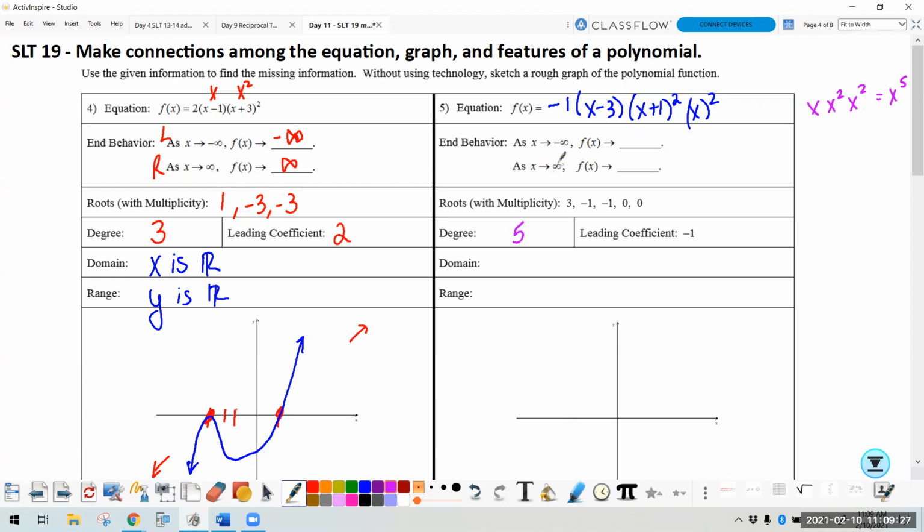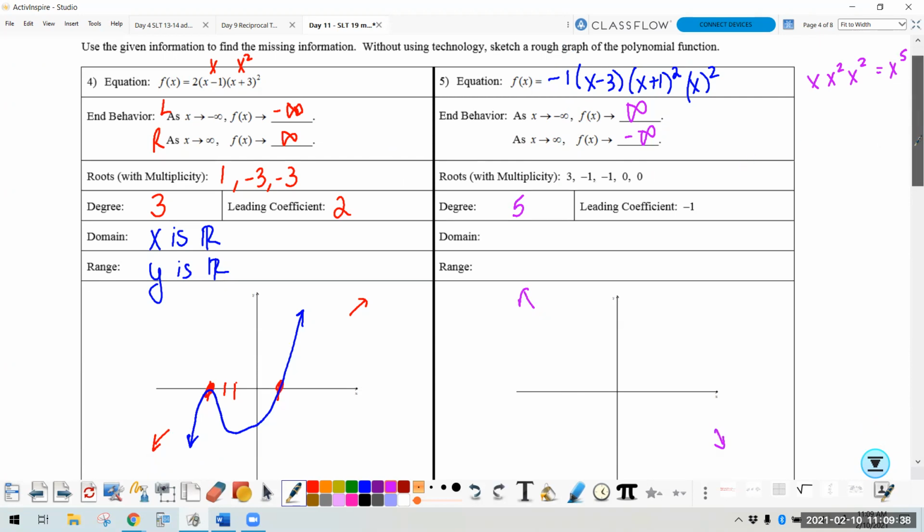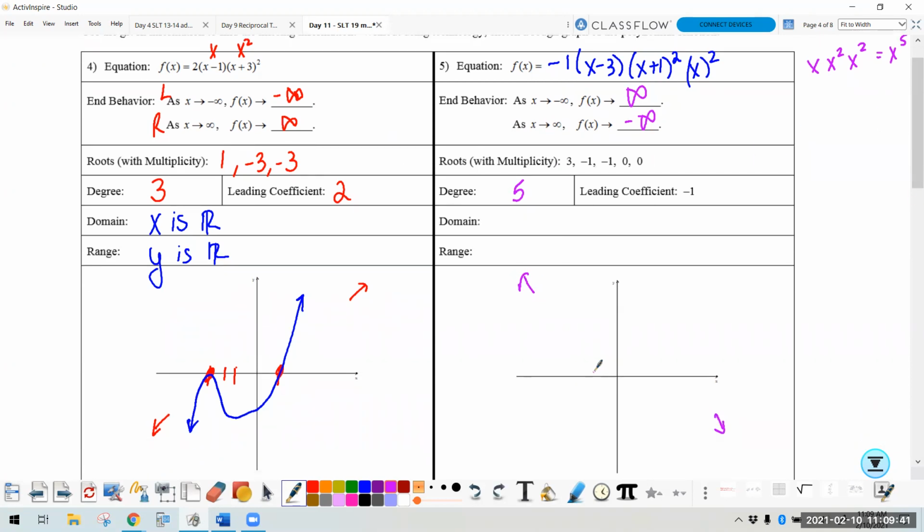So same end behavior. Oh, actually, no, we got a reflected end behavior. So negative infinity goes to positive. So these will flip, reflected. And then negative 1 is tangent. 0 is tangent. And 3 goes straight through. So again, our domain is x is all reals, y is all reals.